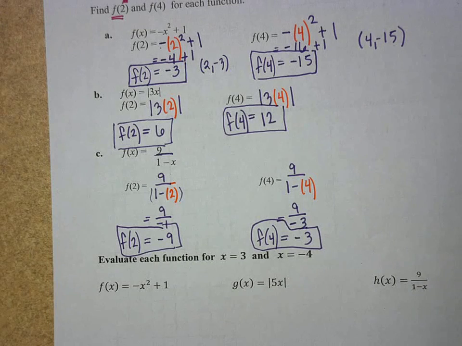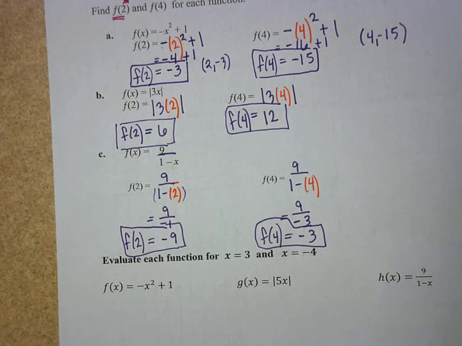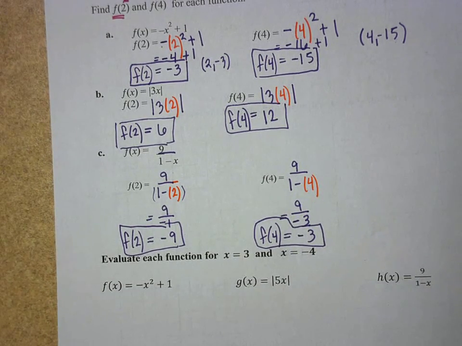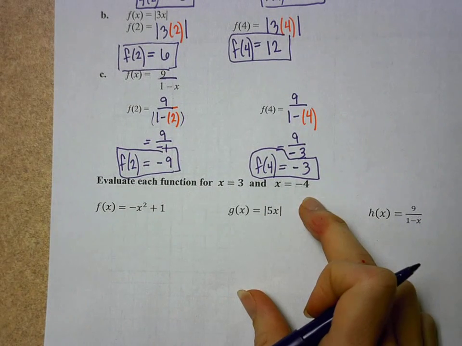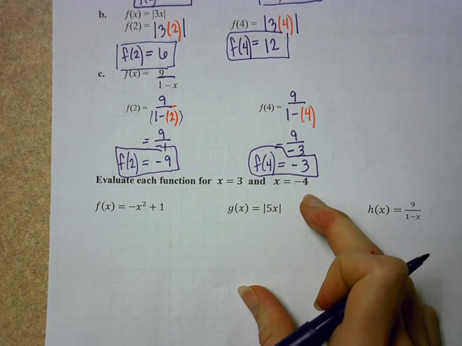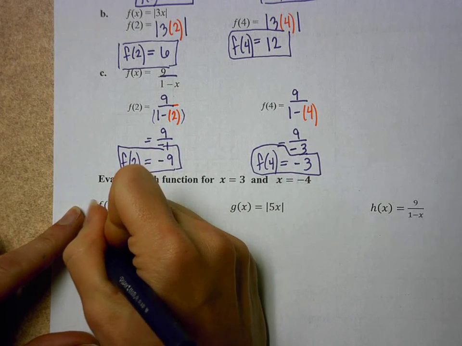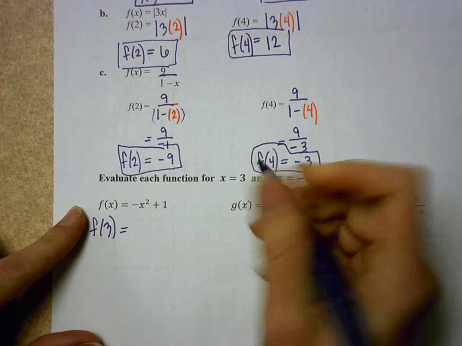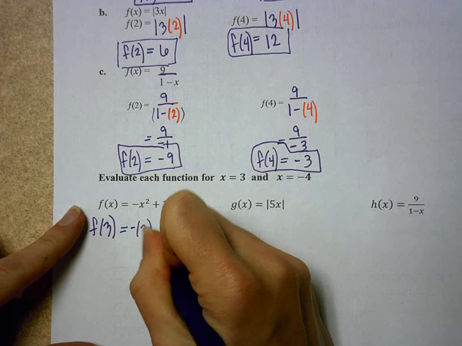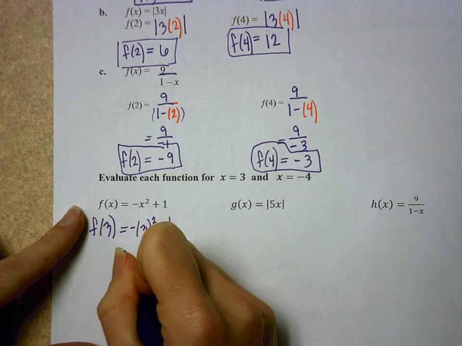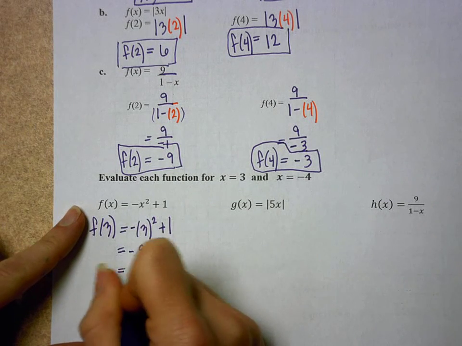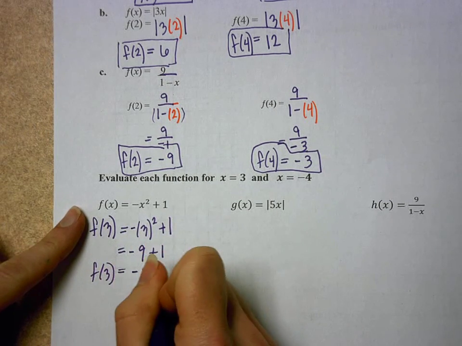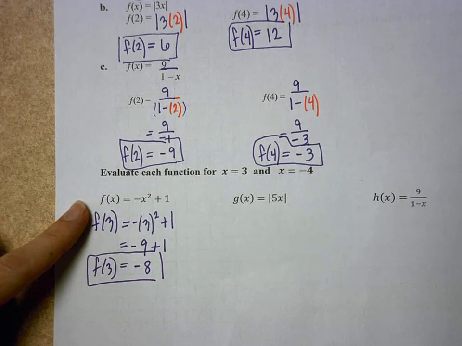Alright, so we just really want to hit home on this new notation because we're going to be using it so often. So try these three. Evaluate the function for x is 3 and x is negative 4. So we go ahead and do that if we're evaluating what this function is when you plug in 3. It's equal to the opposite of 3 squared plus 1. That's negative 9 plus 1, negative 8. So this function, when you plug in 3, is negative 8.